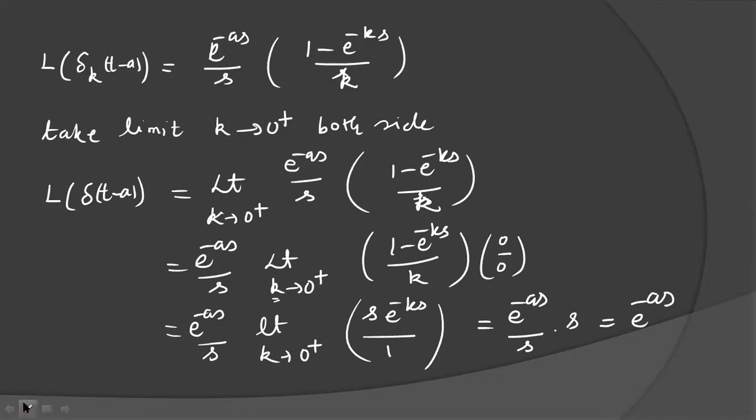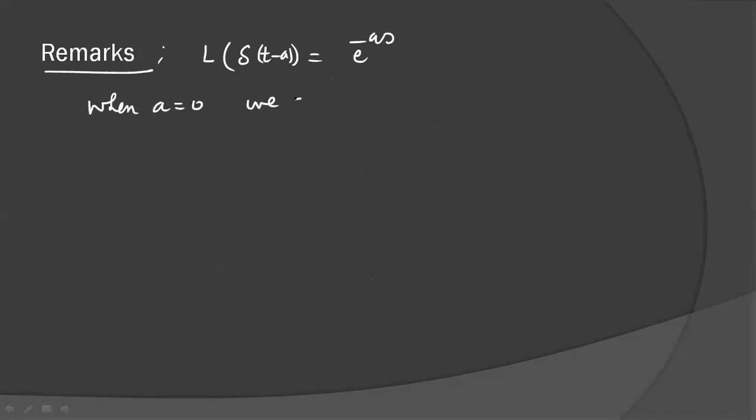Now let's see some important results here. First, what we have studied till now: the Laplace of delta(t minus a) is e to the power minus as. When a equal to 0, the Laplace of delta(t) with discontinuity at 0 is 1, or the Laplace inverse of 1 is the Dirac-Delta function with discontinuity at t equal to 0. This is an important result.